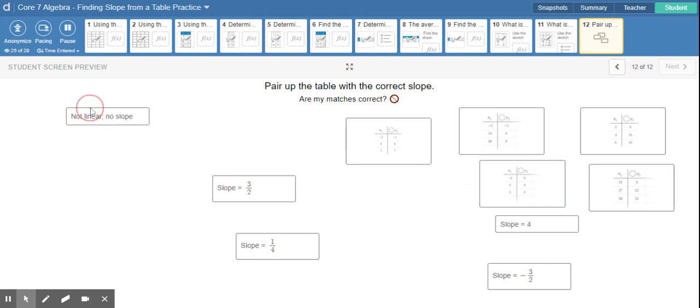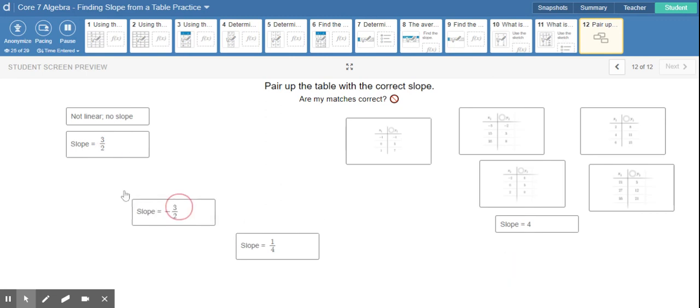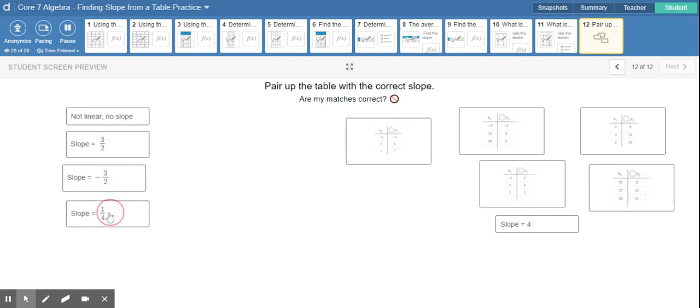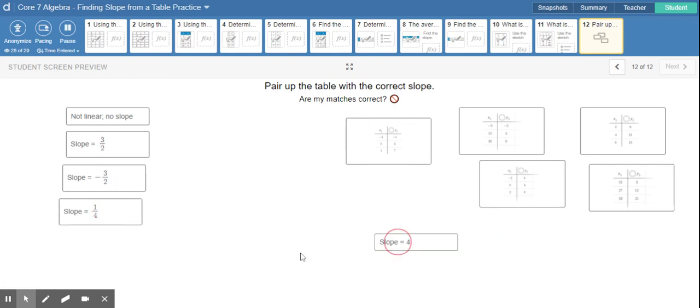I have something that's not linear or has no slope, meaning it doesn't have a constant rate of change. I have a slope of 3 halves. I have a slope of -3 halves. So those tables are going to look similar. I have a slope of 1/4, and I have a slope of 4. So those are also going to look similar. And I have to figure out which one of these tables has which slope. See how you have this not sign here, this little circle with a line through it? This will change to an applause emoji when you get it correct, when you have all the right things matched up.